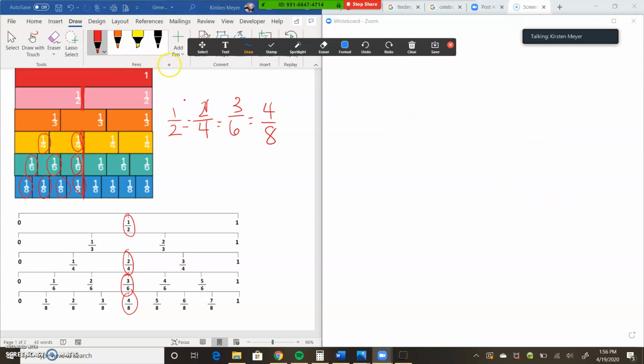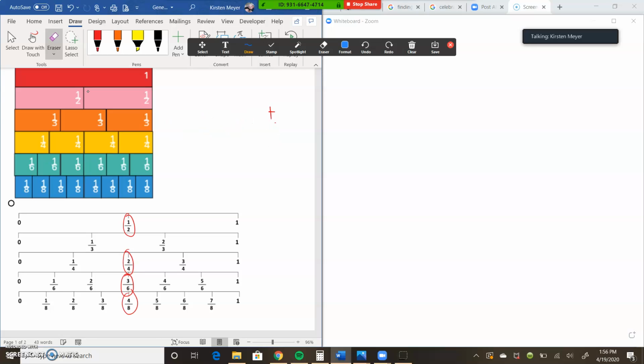Today, we are still going to generate our fractions, but we're going to do it in a different way. We're still going to use our models, we're still going to use our number lines, but we're going to kind of think in reverse. Let me show you what I mean. Let's start this time with 6/8. And I want to know what's that equivalent to.